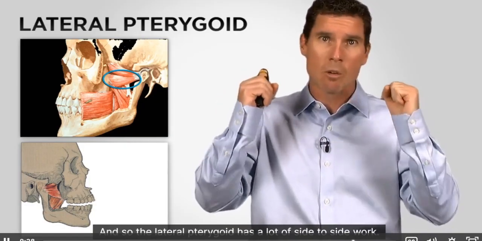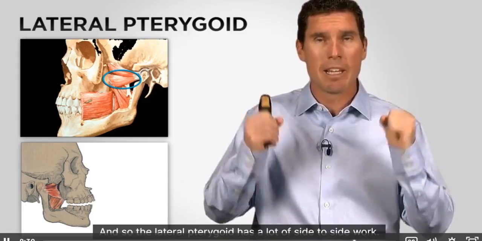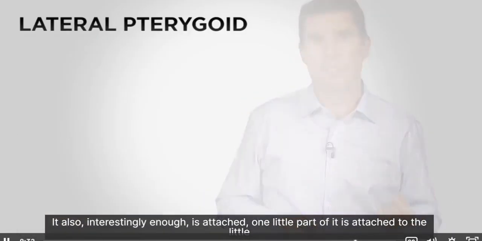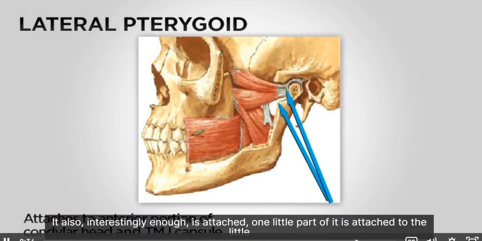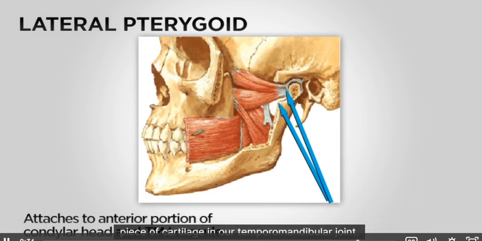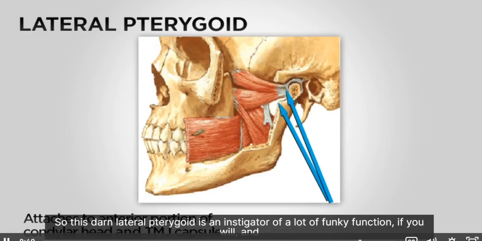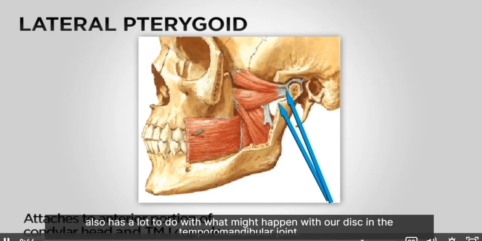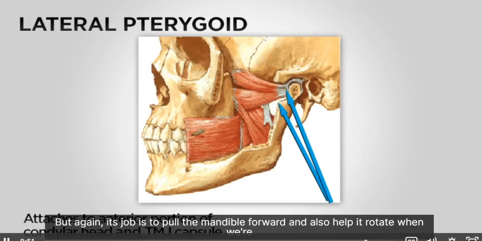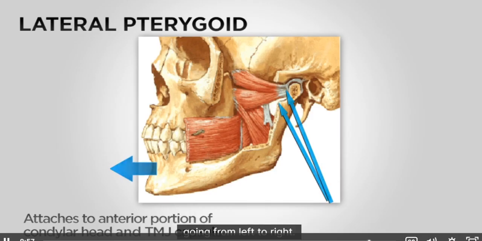And so the lateral pterygoid has a lot of side-to-side work. It also, interestingly enough, is attached, one little part of it is attached to the little piece of cartilage in our temporomandibular joint. So this darn lateral pterygoid is an instigator of a lot of funky function, if you will, and also has a lot to do with what might happen with our disc in the temporomandibular joint. But again, its job is to pull the mandible forward and also help it rotate when we're going from left to right.